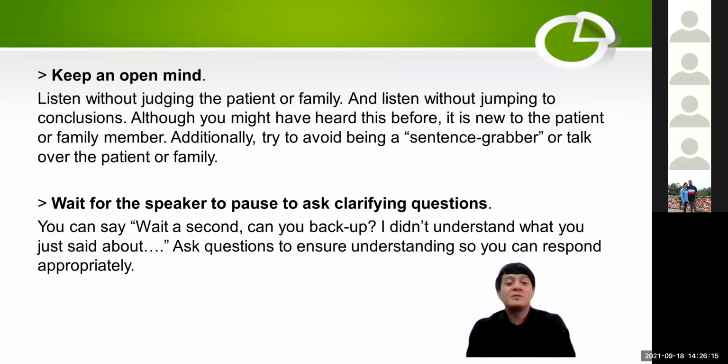Wait for the speaker to pause to ask clarifying questions. You can say, wait a second, can you back up? I didn't understand what you just said. So ask questions to ensure understanding so you can respond appropriately.